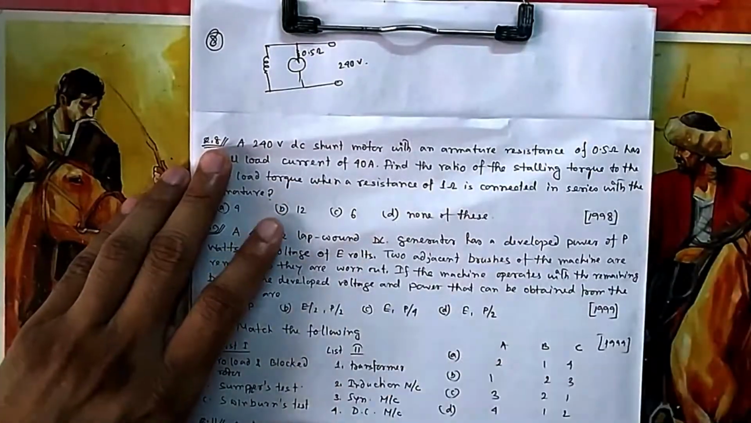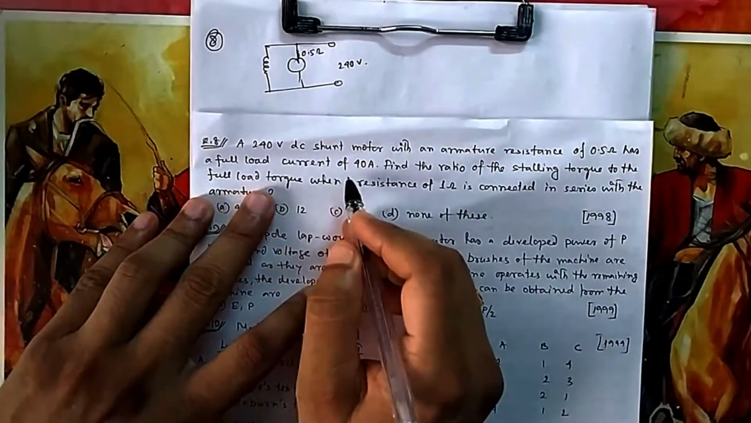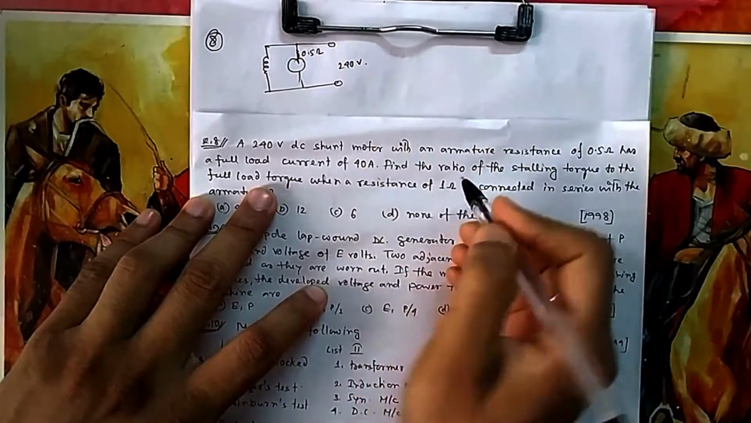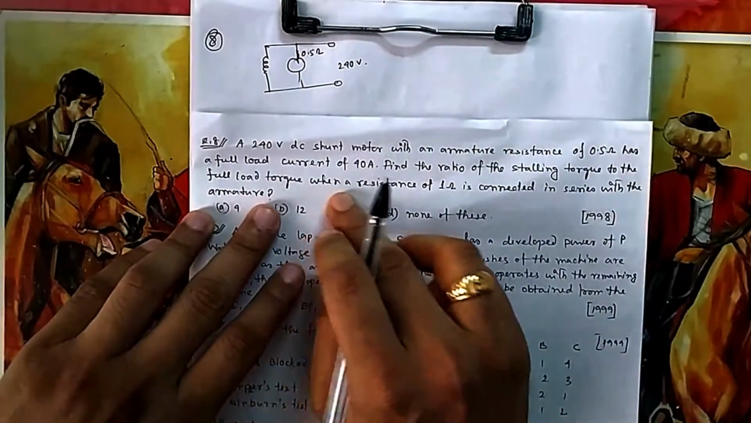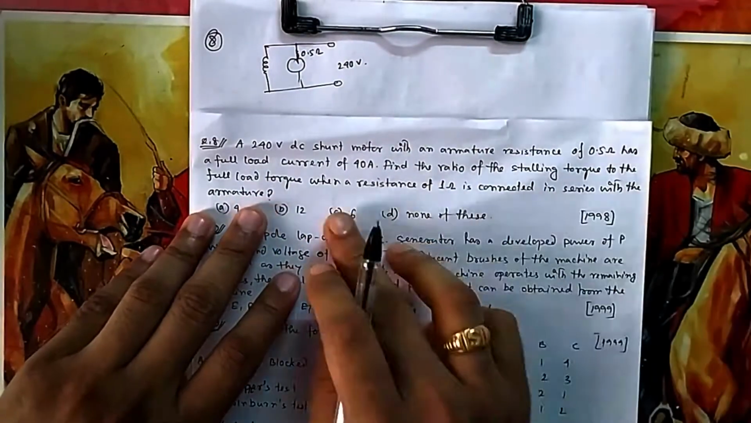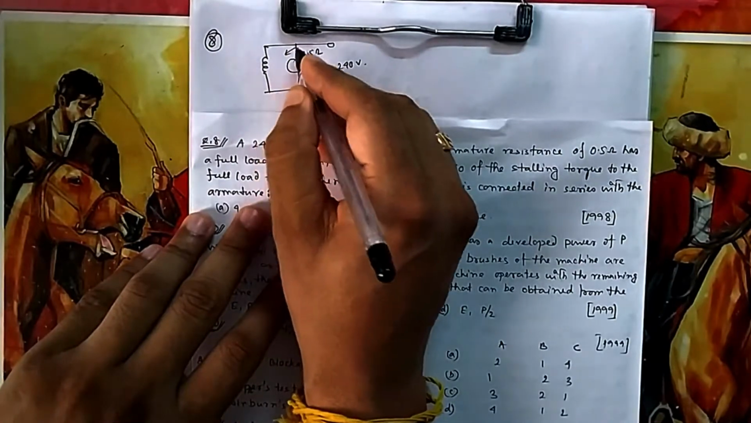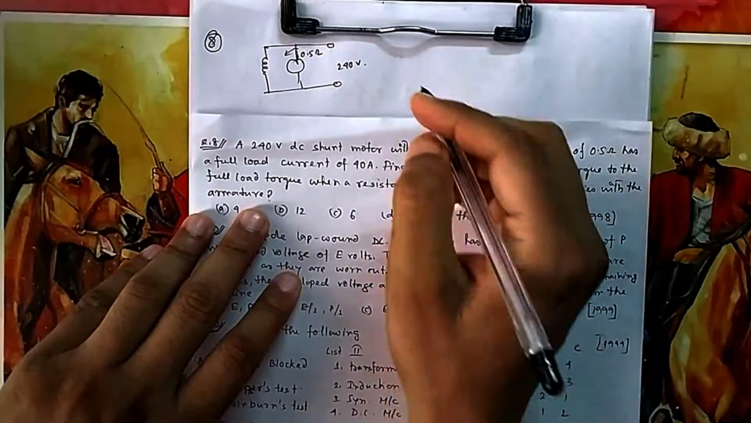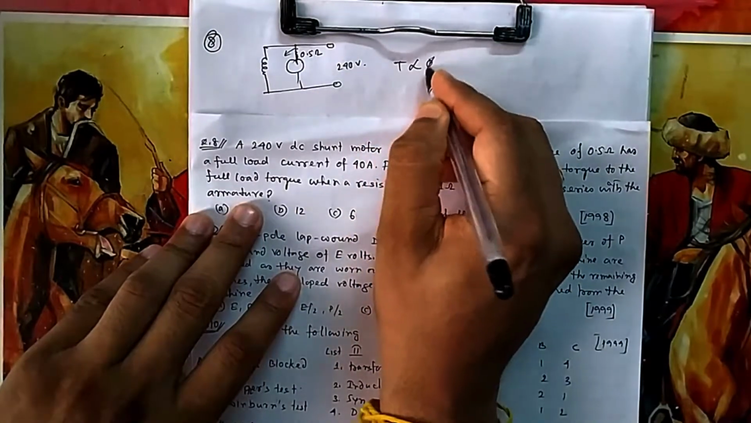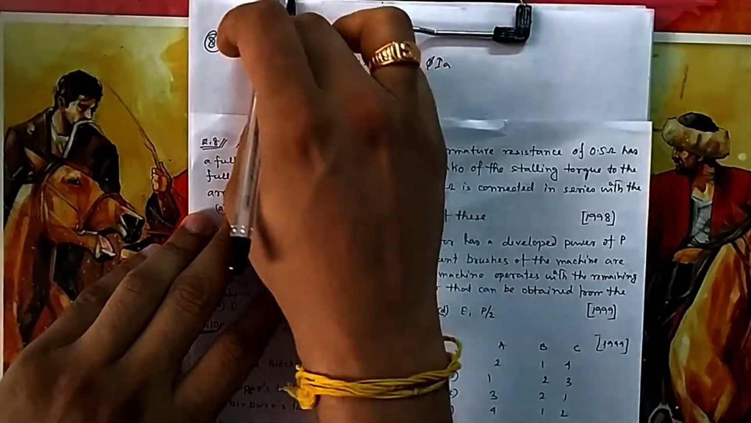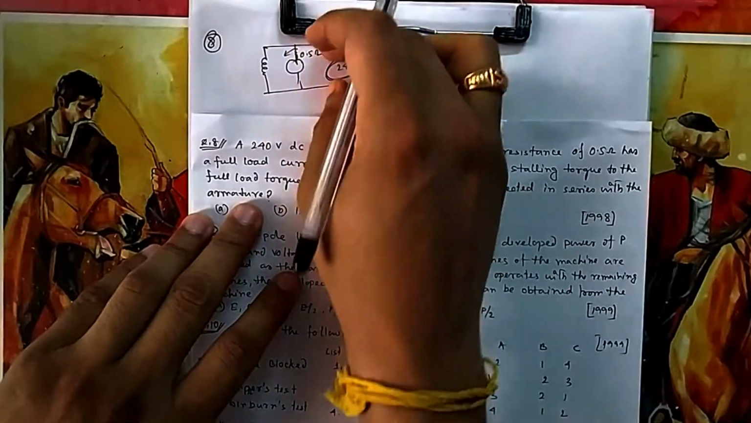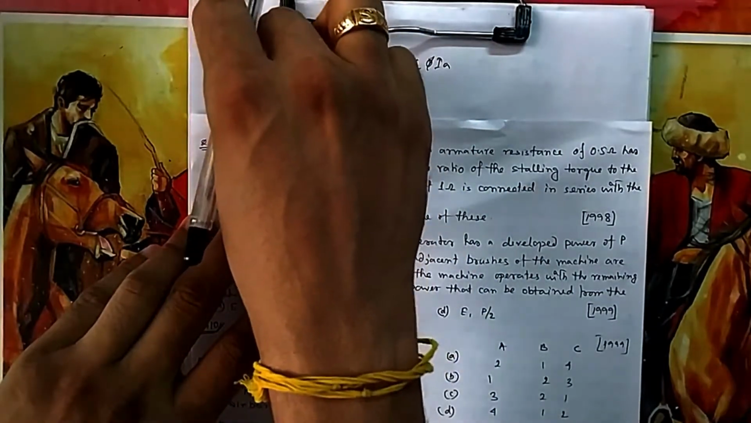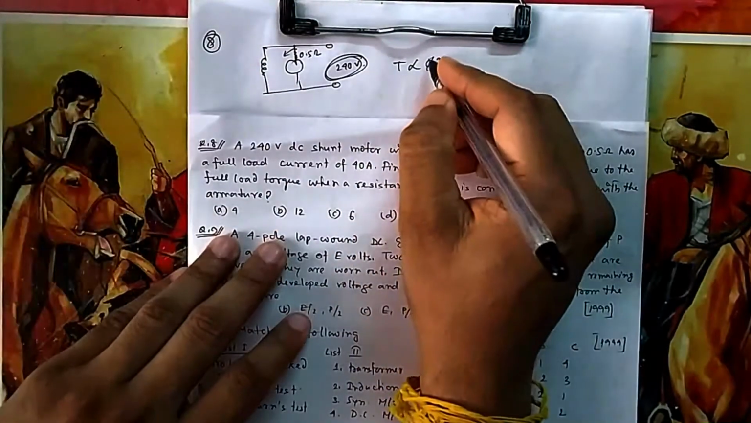Now, a 240 volt DC shunt motor with the armature resistance of this and a full load current of 40 ampere. So when there is a full load, then 40 ampere current flows. Find the ratio of the stalling torque to full load torque when a resistance of 1 ohm is connected in series with the armature. You will be inserting one more resistance there in the second case. So you want to find the ratio of torque. Now torque is directly proportional to phi into Ia, but in the shunt motor phi is fixed because you are fixing this voltage. Whatever voltage comes here, the same current will flow here, because this resistance and this winding are fixed. So phi is fixed.